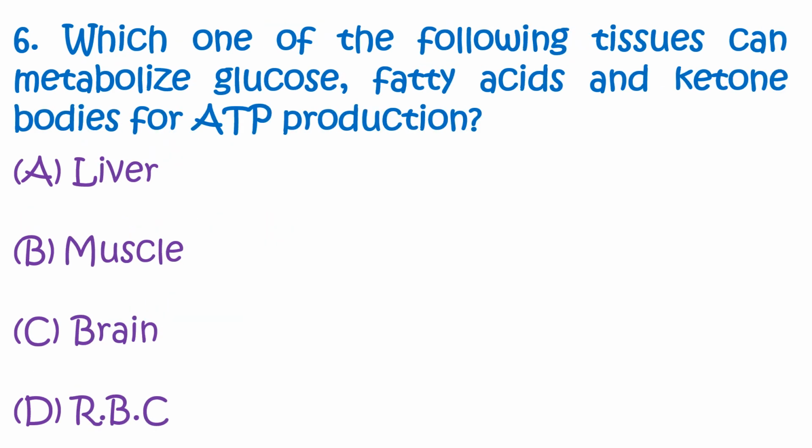Question number 6. Which of the following tissues can metabolize glucose, fatty acids, and ketone bodies for ATP production? Here, the ATP refers to the adenosine triphosphate production. The options given are liver, muscle, brain, and RBC, that is red blood cells. And the correct answer is option B, muscle.